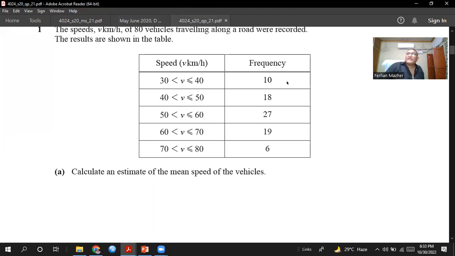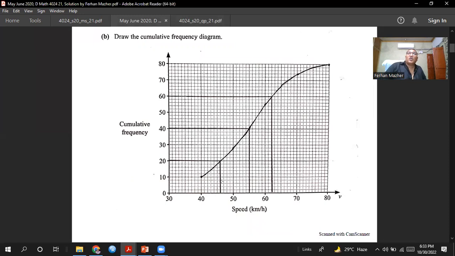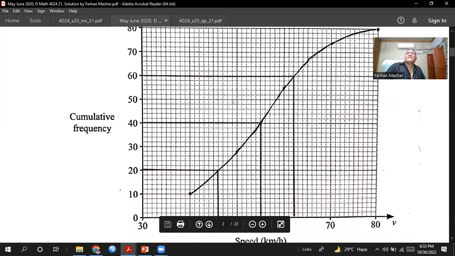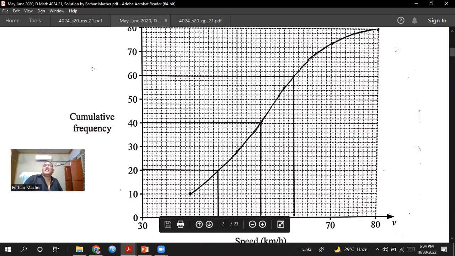The first frequency remains as it is, then I add the next frequency, then I add the next frequency, then I add the next frequency, and then I add the next frequency. So this is how you will find the cumulative frequency for each class. Then you will join these points with a smooth curve, and you can see the cumulative frequency curve is always in this shape. I hope this is visible to you.